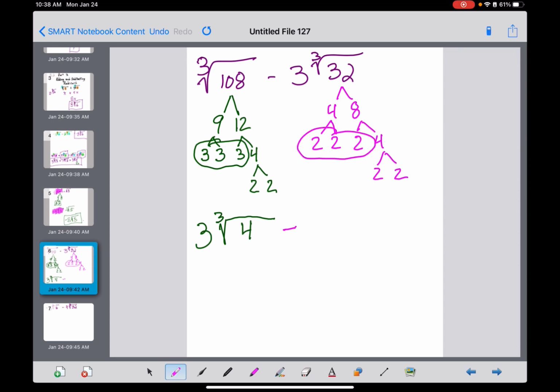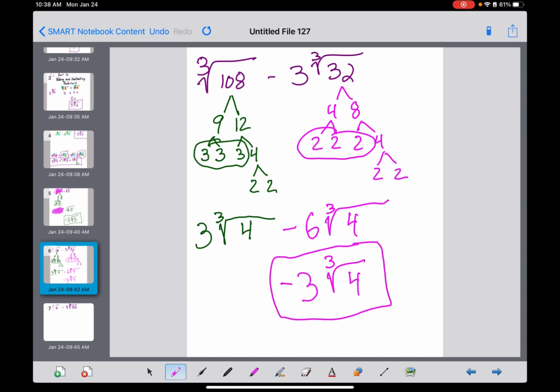There's a grouping of 3. So we got 3 2s. So 2 times 3 is 6 times the cubed root of 4. Now we have it how we want it. 3 minus 6 is negative 3 times the cubed root of 4.